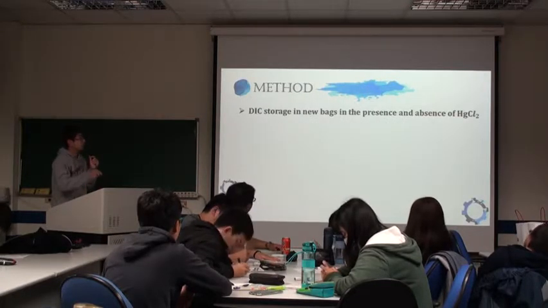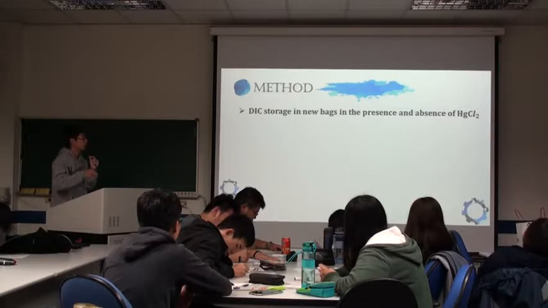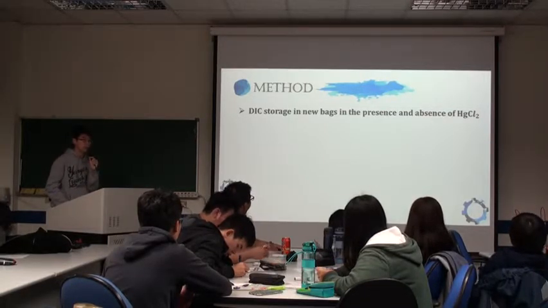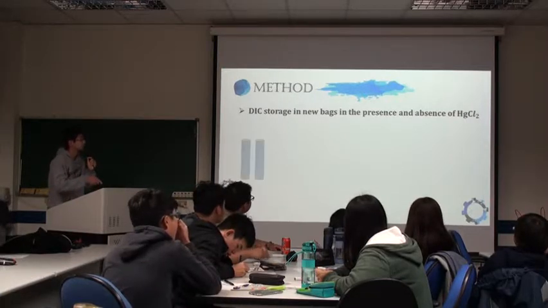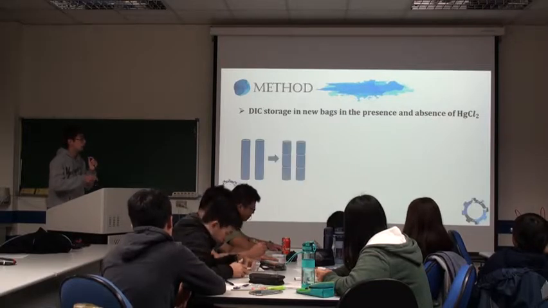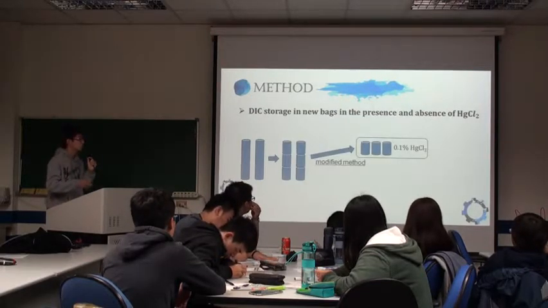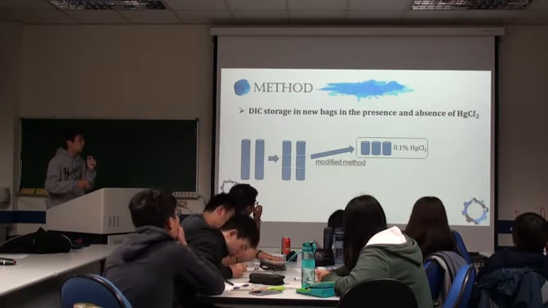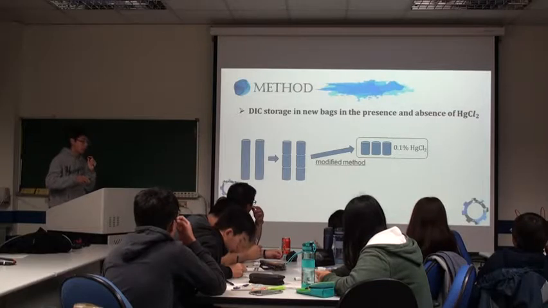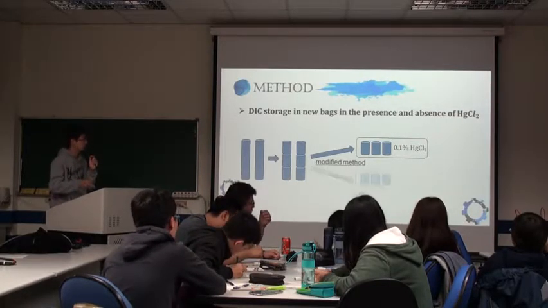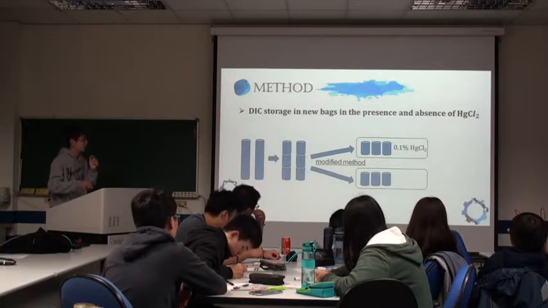And this is another experiment we did to test the modified method. DIC storage in new bags with and without H3CO2. Two freshly collected ice cores, and both of them were cut into halves. They all used the modified method, and one ice core was sealed in a pre-poisoned bag, which has 0.1% H3CO2, and the other ice core was sealed without adding H3CO2.